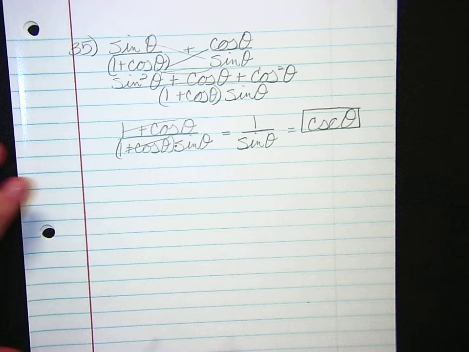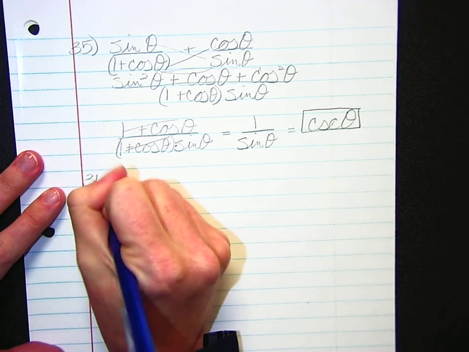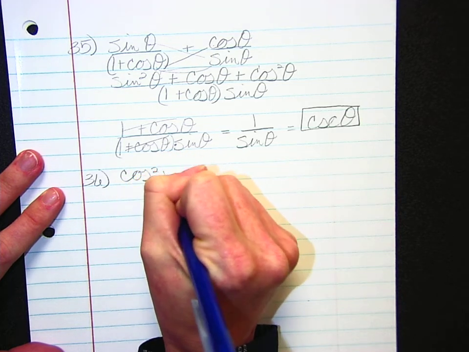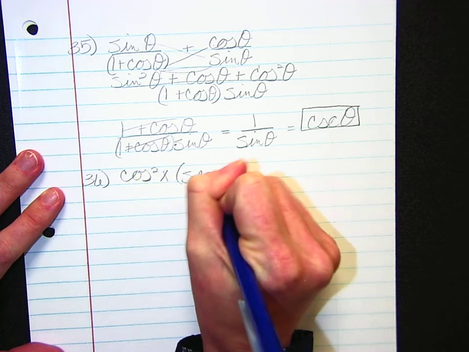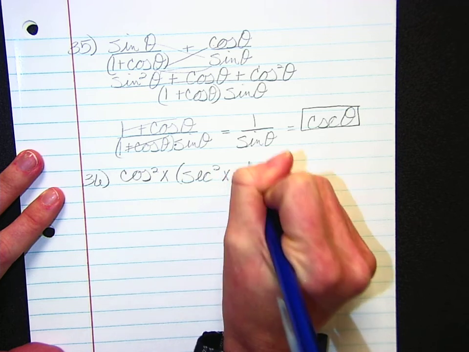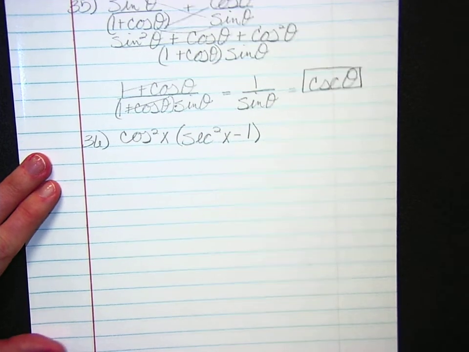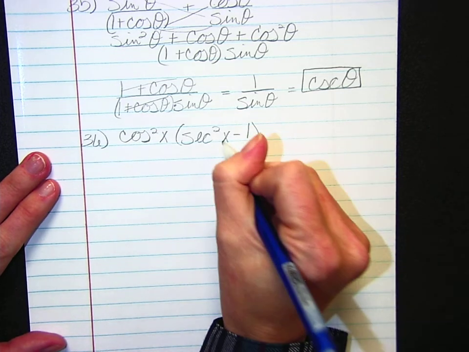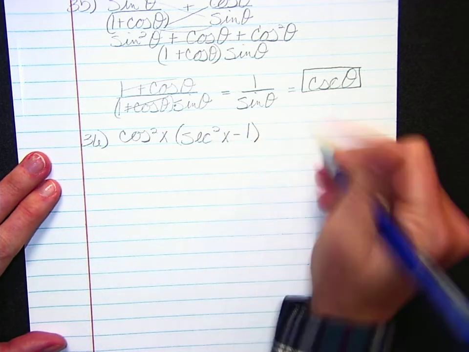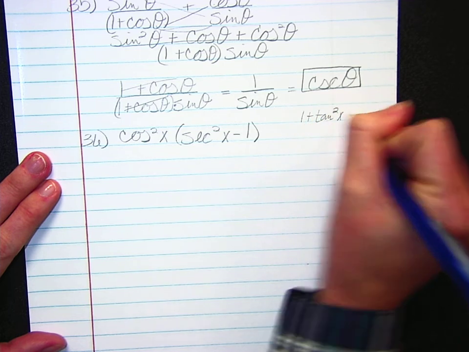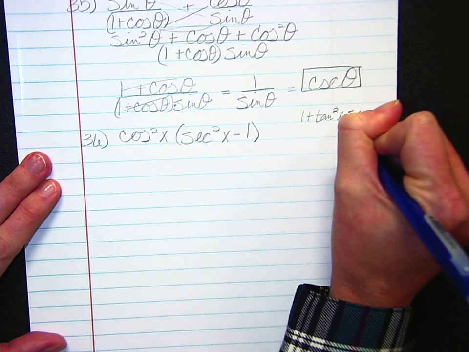Okay, on 36, I've got cosine squared, I'm using x this time, and secant squared minus 1. So a couple of different ways that you could get this one started. Either way, I'm going to need to use a Pythagorean identity, but I'm going to work with this that's inside right here, and I'm going to start by saying that I know 1 plus tangent squared equals secant squared.